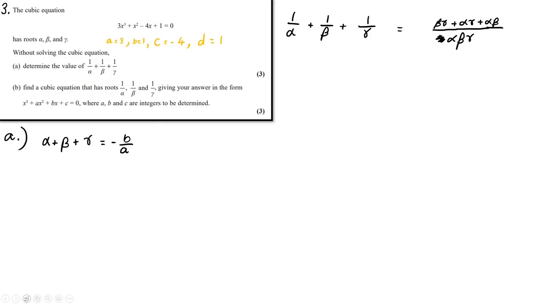So in that case then, for minus b over a, that's going to be minus b, which is 1, divided by a, which is 3. So we get minus a third there. Okay, so that's the sum.